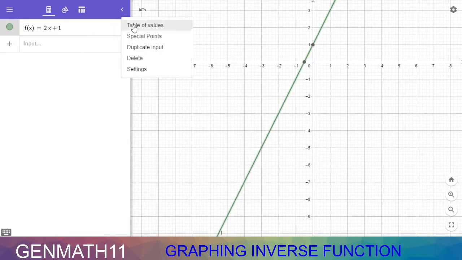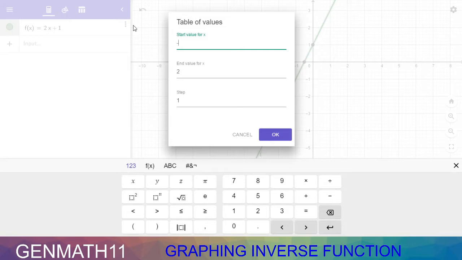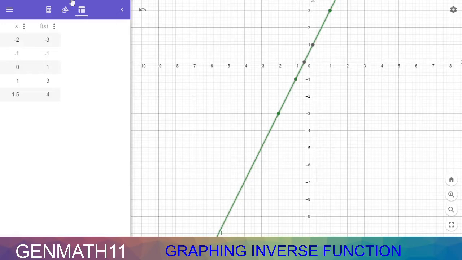Then, restrict lang natin yung table of values natin from negative 2 to 1.5. Okay. So, lagyan natin dito 1.5. So, as you can see, the values of x and f of x natin is negative 2, negative 1, 0, 1, 1.5. Then, sa kabila is negative 3, negative 1, 1, 3, and 4. So, ibig sabihin, tama yung ating graph kanina.